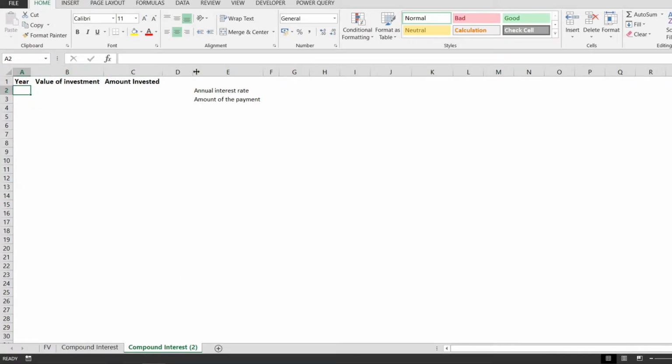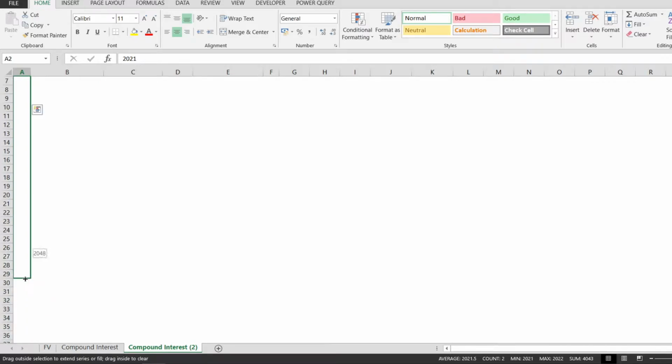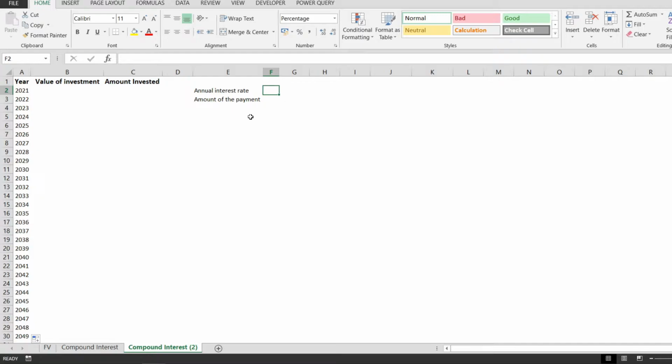And the first thing that we have to do is we're going to insert the number of years. And first we're going to pick only 30 years until 2051. And we're going to add an annual interest rate of, let's say, 6%, an amount of payment. It's going to be $300 every month. So we're someone that deposits $300 into an ETF or a company, which will compound at 6% every year.